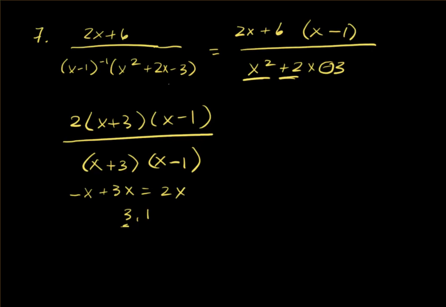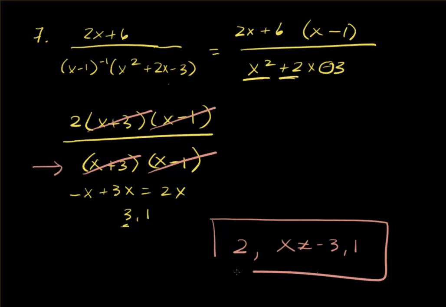Now, before we move on, let's go ahead and look at a restriction. What can x not be? So x cannot be negative 3 and 1. Okay, let's start simplifying. So we have an x plus 3 and an x plus 3 and an x minus 1 and an x minus 1. So our answer is 2 with the restriction of x cannot be a negative 3 and 1.